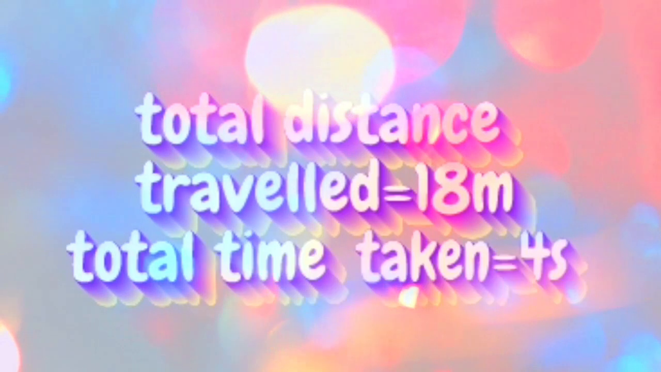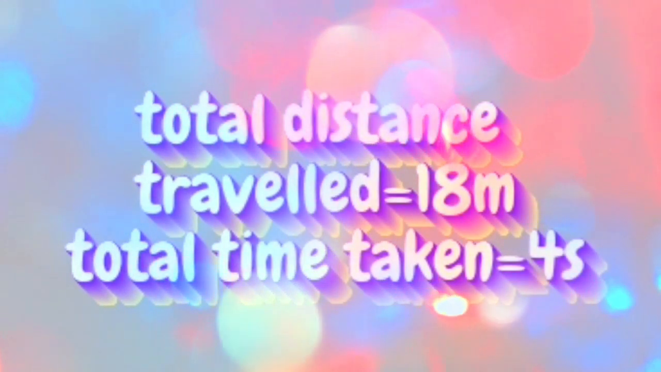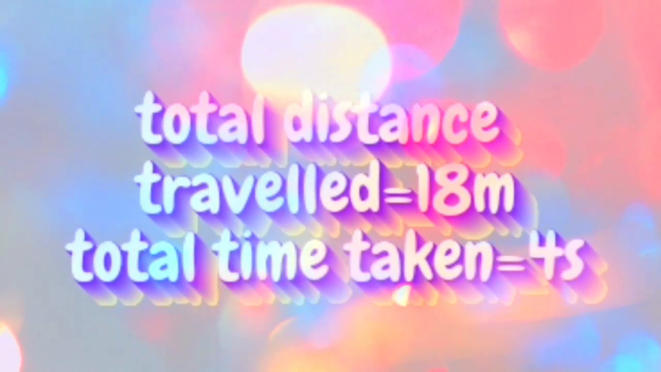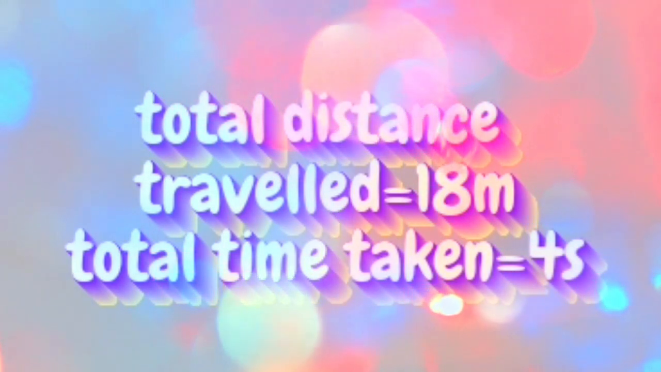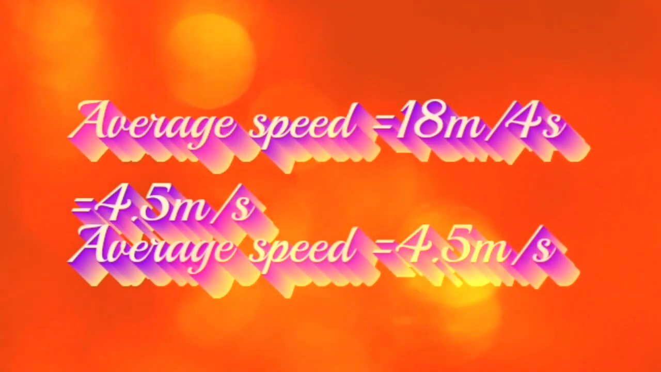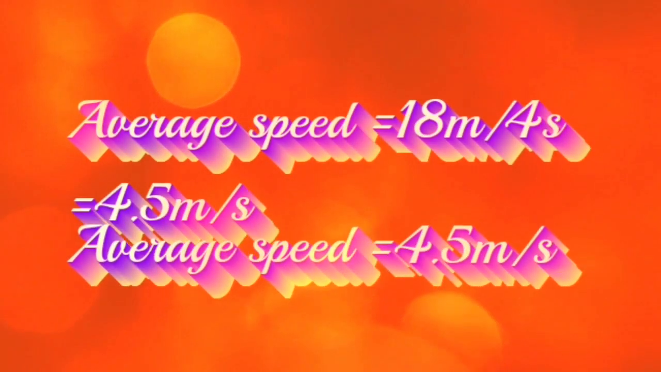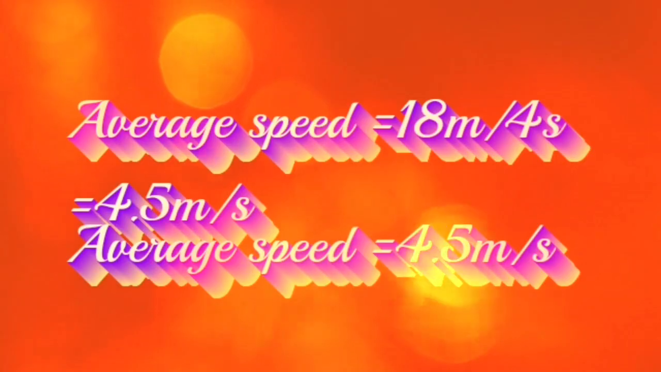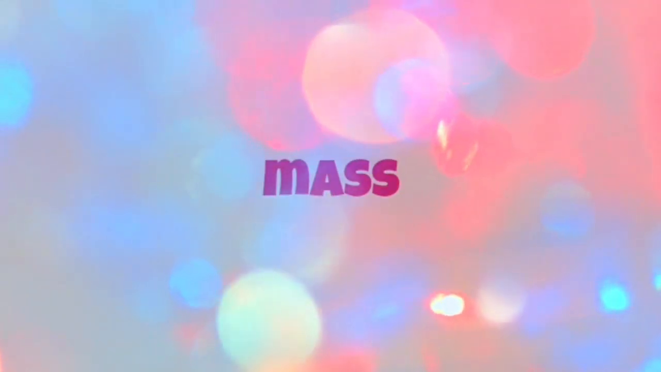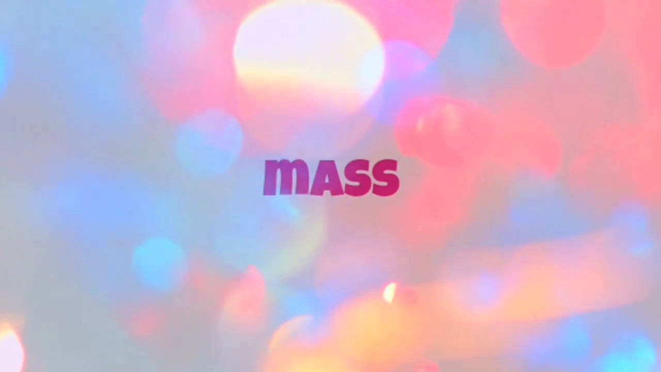In the example of the car showing non-uniform motion, we have studied that it covers a total distance of 18 meter in the time 4 seconds. So by using the formula for average speed, it will be 18 meter by 4 seconds, that is 4.5 meter per second. So now the next topic to study is mass.